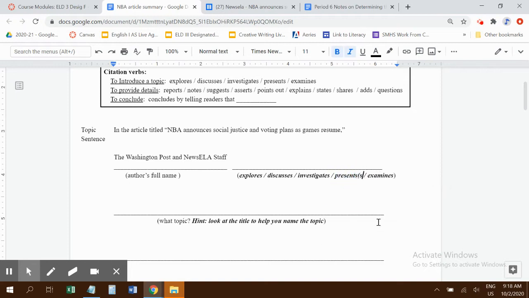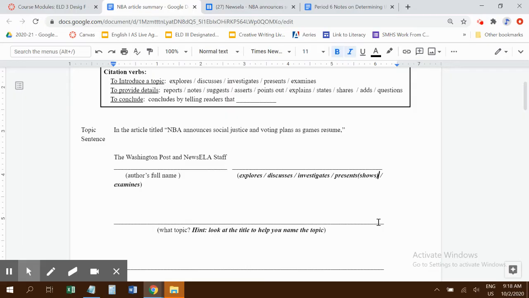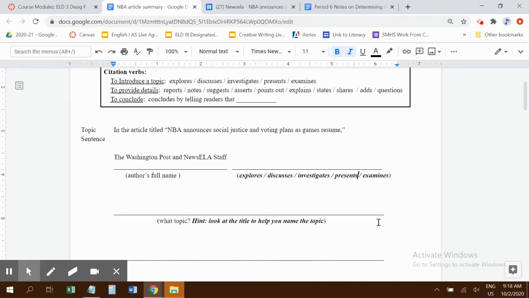It's another word for shows, which is my go-to, but shows is not as academic. So we're going to use presents. It's a little more academic. So I'm going to write here presents. Ta-da. The Washington Post and Newsela presents, and now I need the topic.